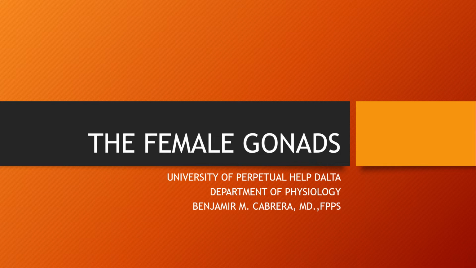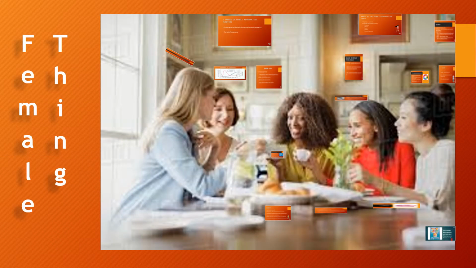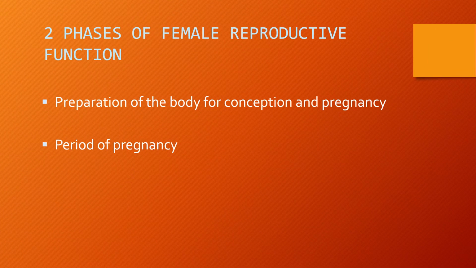Okay, so let's start studying. There are two phases of the female reproductive function. One is the preparation of the body for conception and pregnancy, and another would be the period of pregnancy.